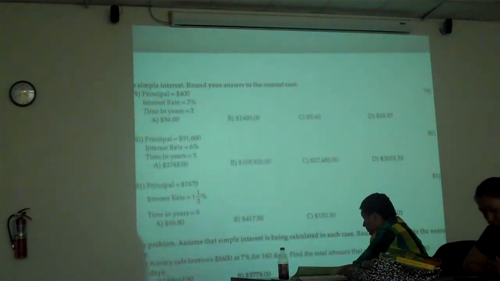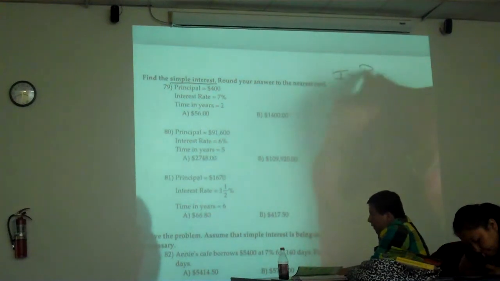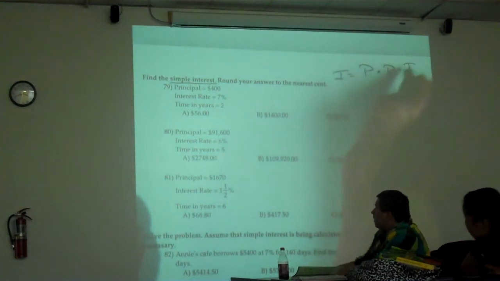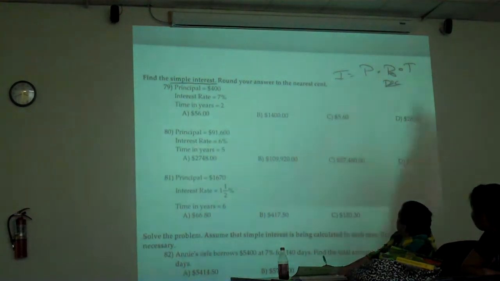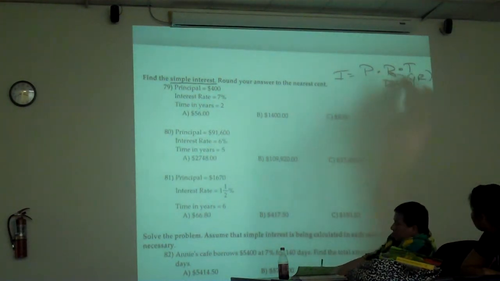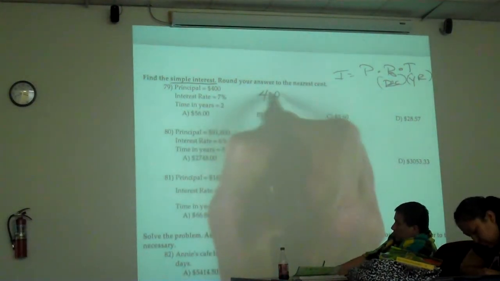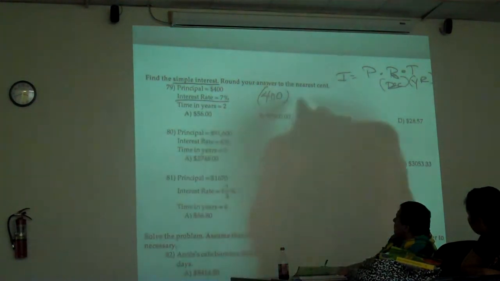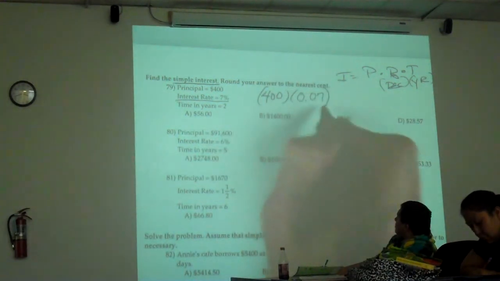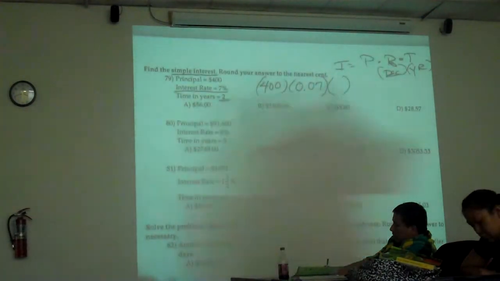Principal rate time, simple interest. You only have to do the interest as the principal times the rate times the time. Rate has to be a decimal, remember? Time has to be in years. Remember that. Principal, 400. The rate, 7%, turn it to a decimal. 0.07. Time? 2 years, just put a 2.